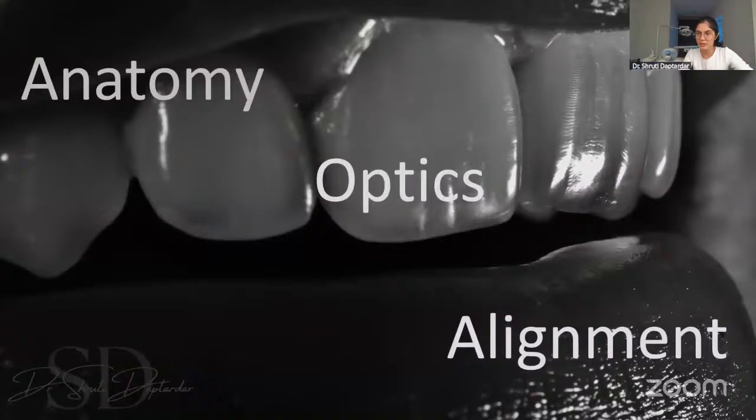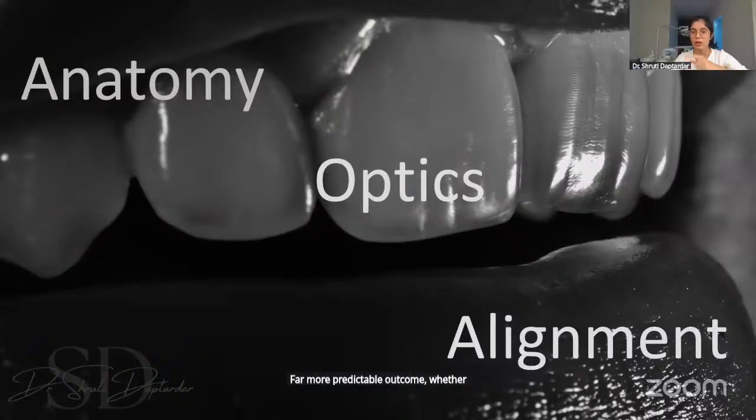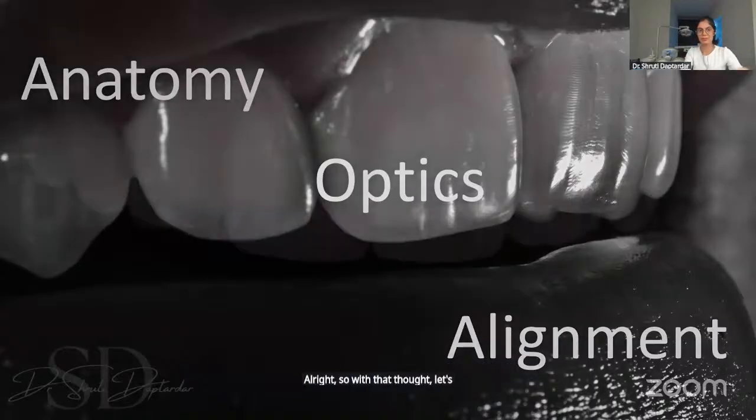Anatomy, optics, and alignment. These aren't just your regular technical and clinical terms, but they are your foundation for more predictable outcomes. Whether you're restoring with a direct restorative material or you're going for indirect restorations, knowing this is going to sharpen your vision and elevate your final outcomes. All right. So with that thought, let's begin.